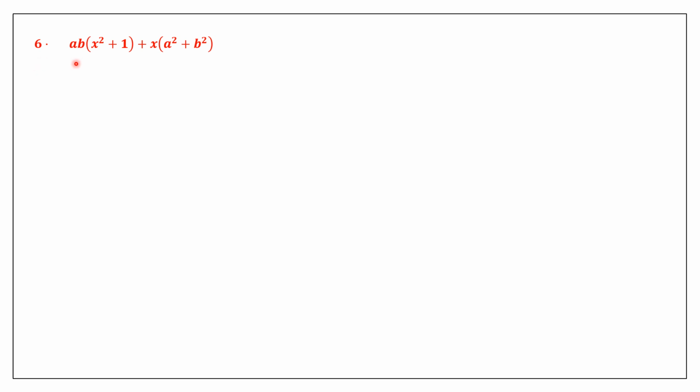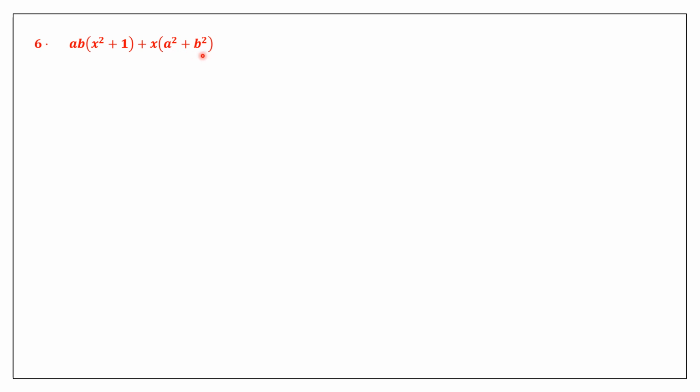Question 6. ab into x square plus 1 plus x into a square plus b square. Now if you look at the terms, we have two terms, we have to pick out the common term. That's how we do it, isn't it? But if you look inside, we don't have anything that's common. Here we have x square plus 1 and here we have a square plus b square, which is entirely different.